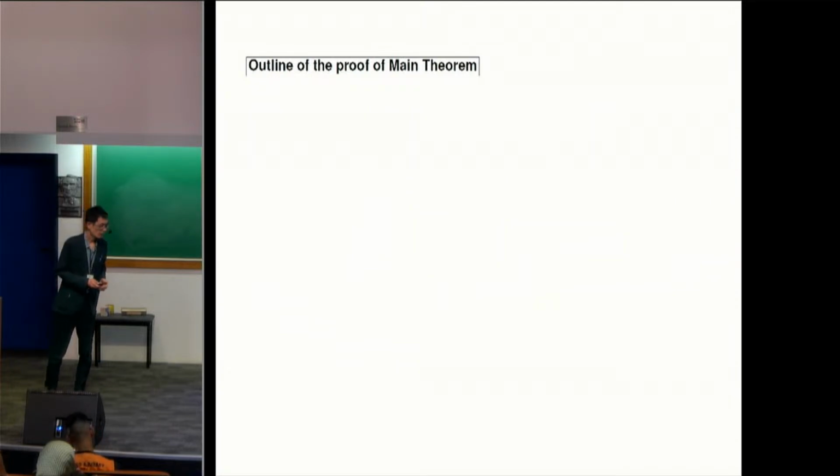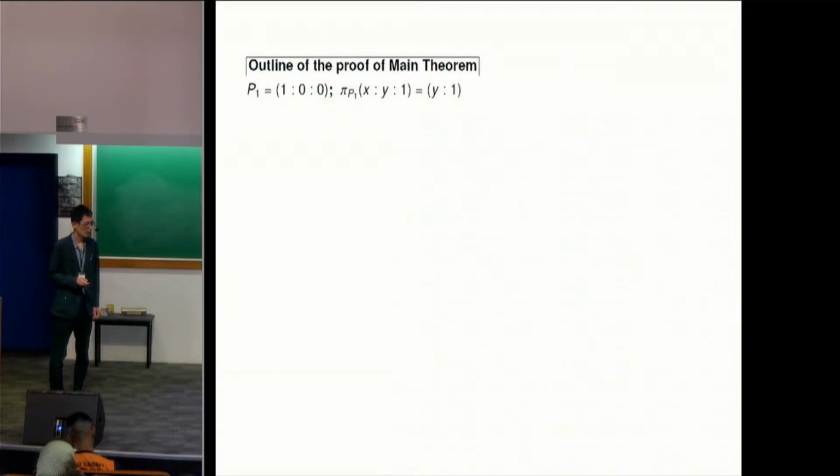I explain the outline of the proof of the main theorem. P1 is the point (1, 0, 0). Since P1 is (1, 0, 0), we have that pi P1 is represented by y. Since P2 is (0, 1, 0), pi P2 is represented by x.